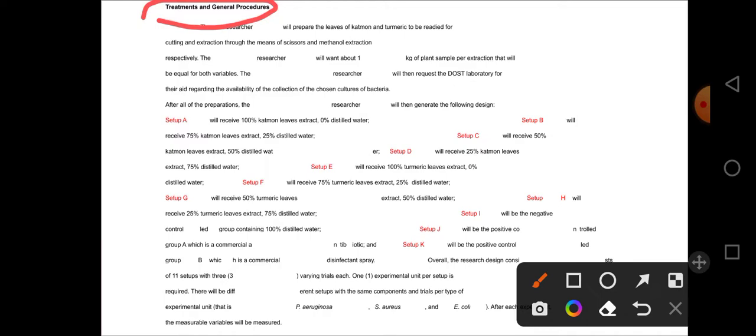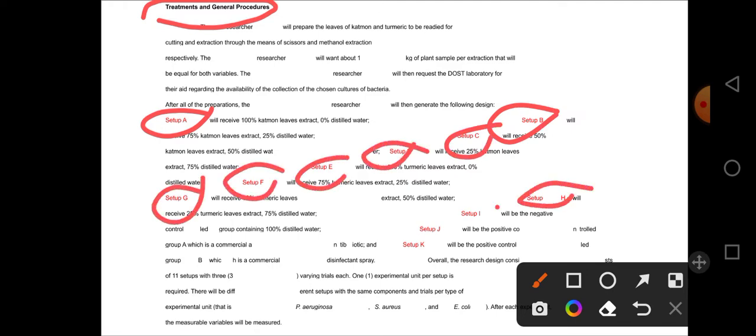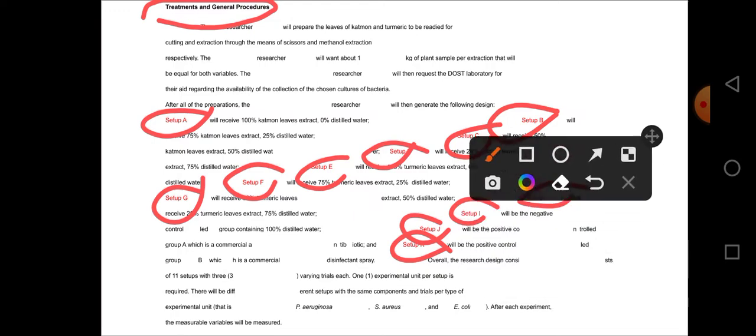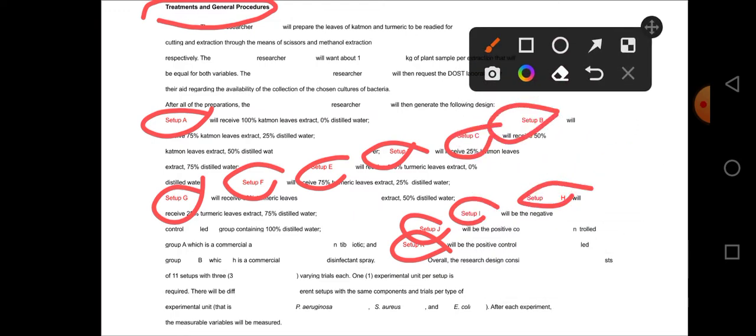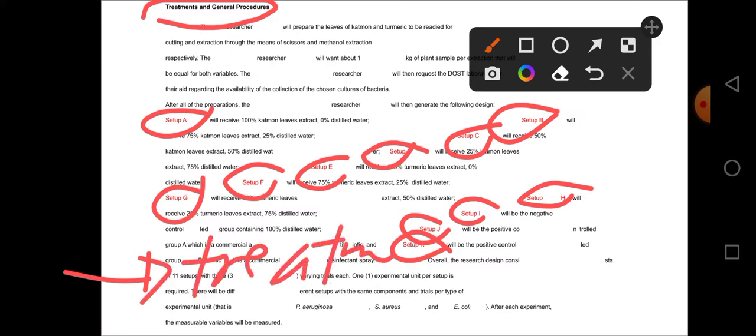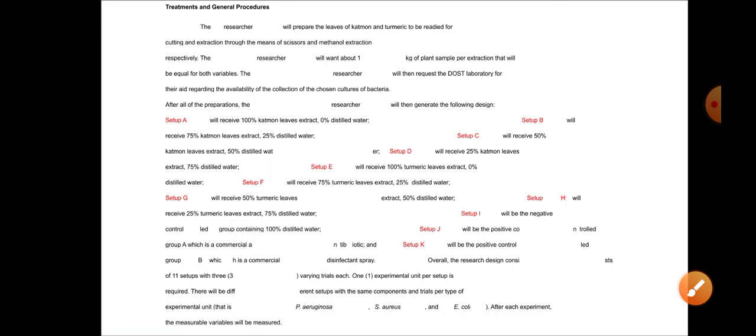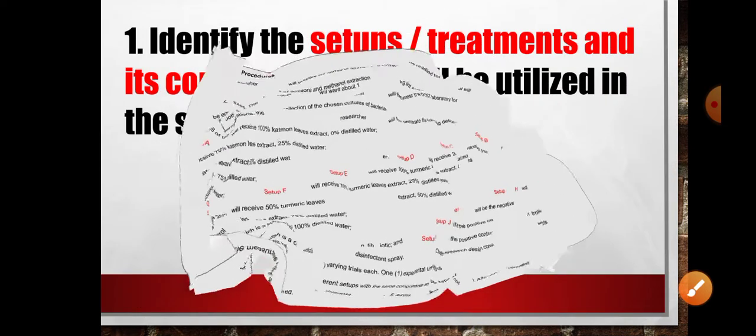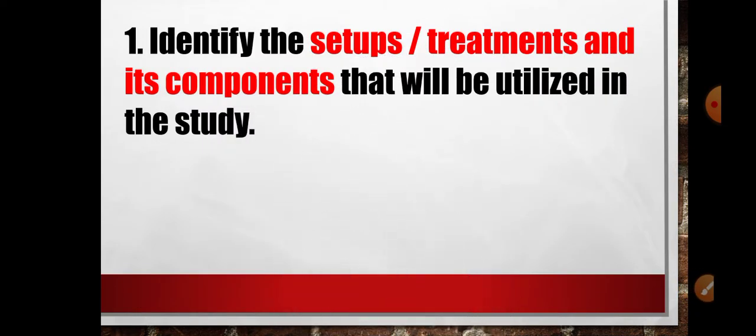Notice, class, the words highlighted in red. So we have setup A, setup B, setup C, setup D, setup E, setup F, G, H, I, J, and K. Okay, so as you can see, these are the different setups present in our study. And these setups that are present in our study are known as the treatments. Okay, so class, in writing the treatments and general procedures, you must identify the different steps or treatments and its components that will be utilized in our study.